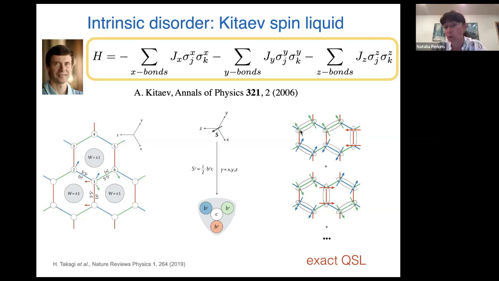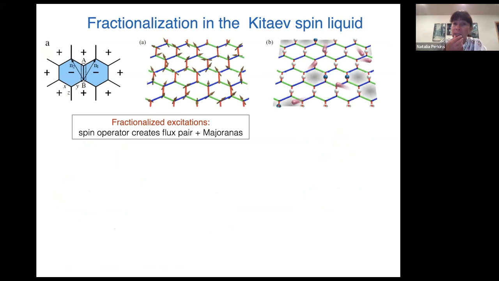So basically, in the simplest way, we can think about the state as different dimer coverings of the lattice. All of them have the same energy, and we can form a state which is the superposition of these dimer coverings, where we put on each bond the spin according to its interaction. What is important is that it is an exact quantum spin liquid, and we know what the ground state is. The ground state is when all the plaquette operators in the system are equal to one.